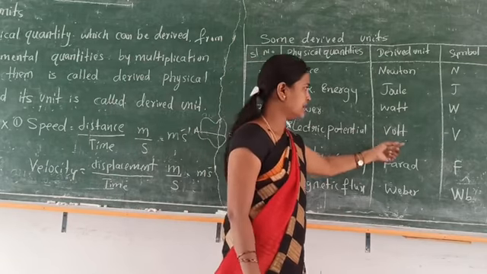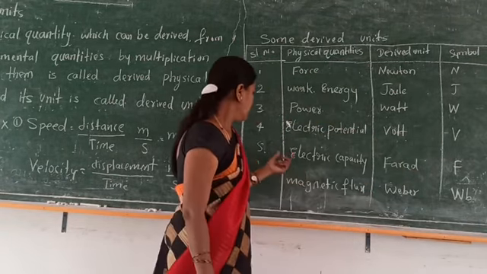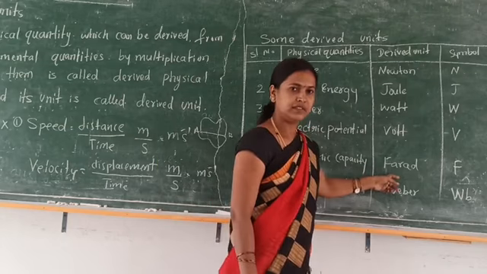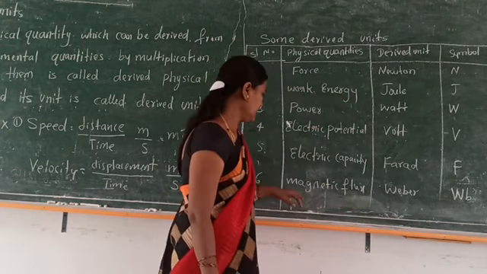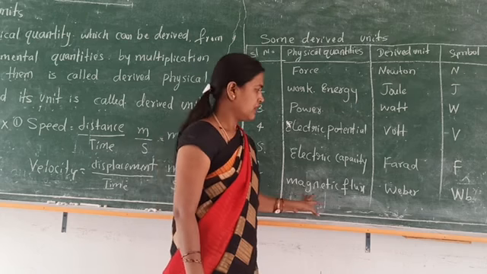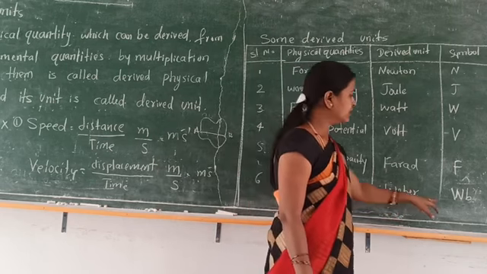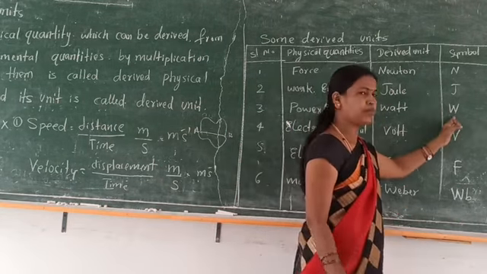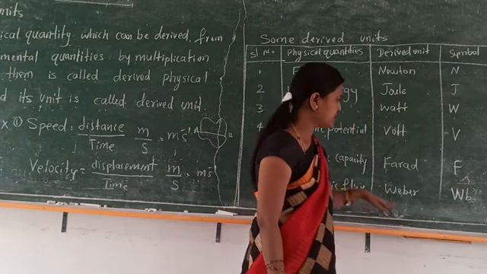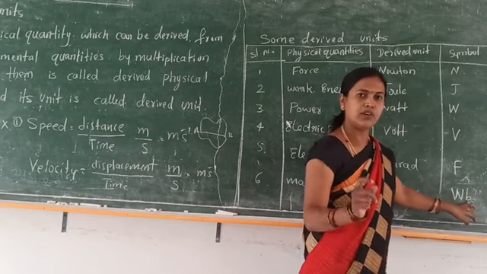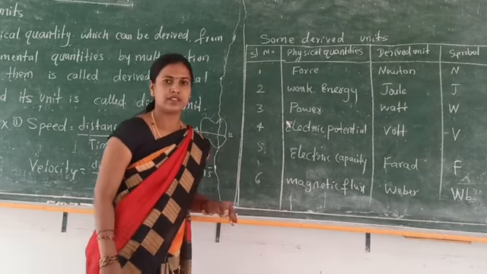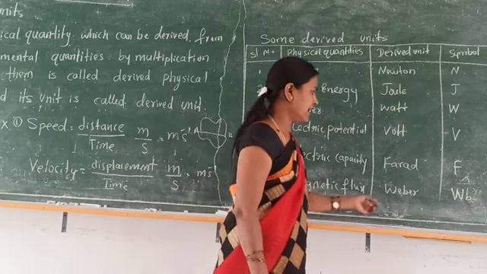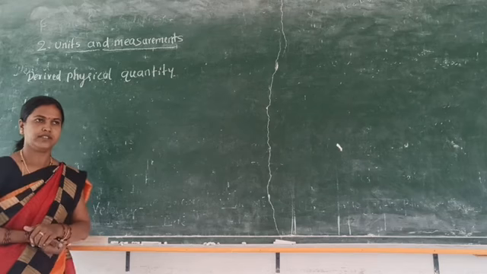The unit is volt. The symbol is V. Fifth one is electric capacitance. The unit is farad. The symbol is F. Sixth one, magnetic flux. The unit is Weber. The symbol is Wb. In the case of power, we are going to use only W. In magnetic flux, it is W and small b, Weber. So magnetic flux is a derived physical quantity, and its unit is Weber.